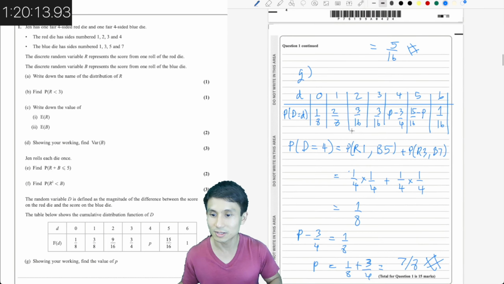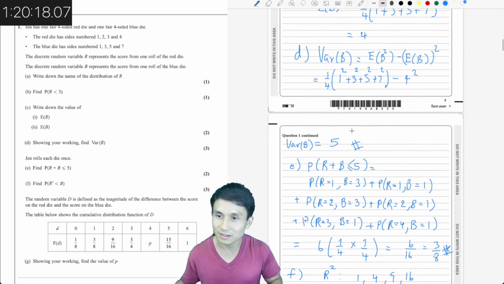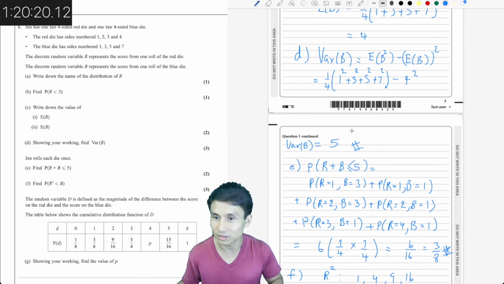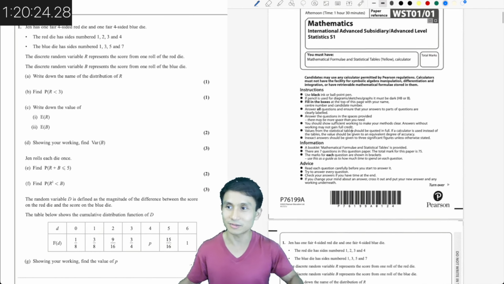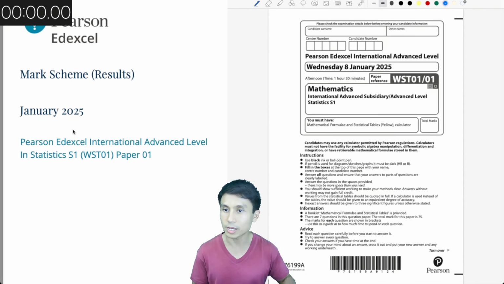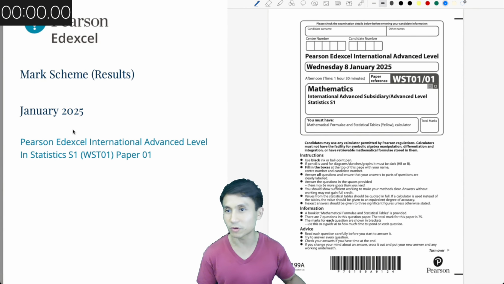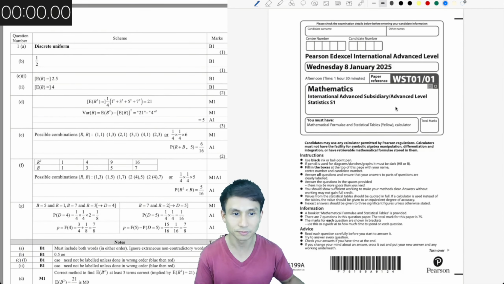All right. When you come back later, maybe your mind is clearer to do the question. I think I'm going to call it. Let's mark the paper then. Okay, so here I have the mark scheme for S1, January 2025. Let's have a look how well I did.